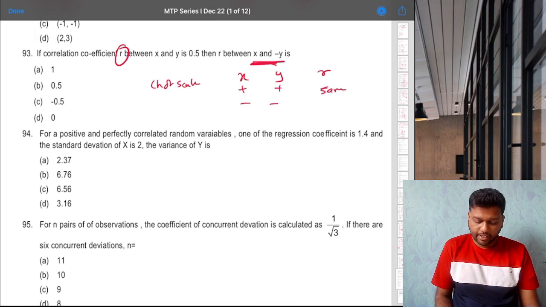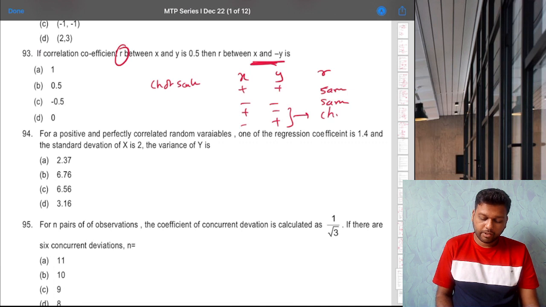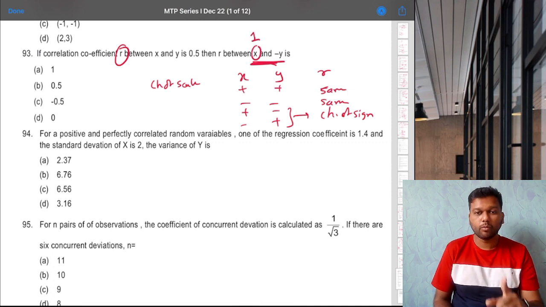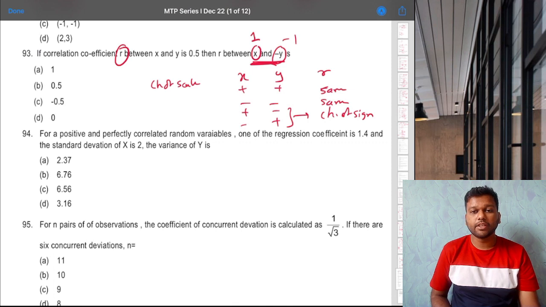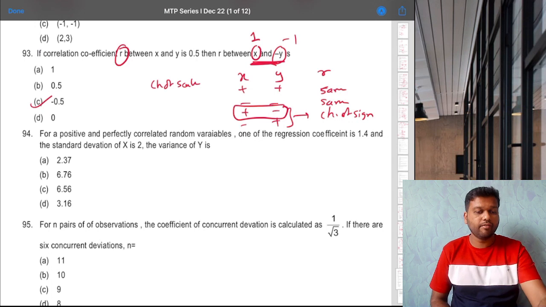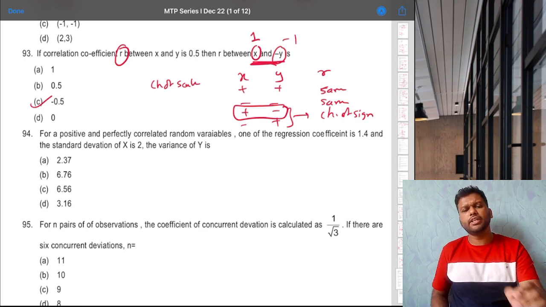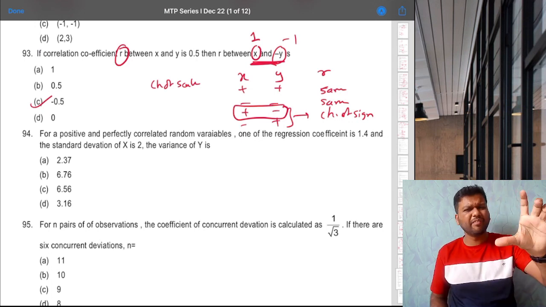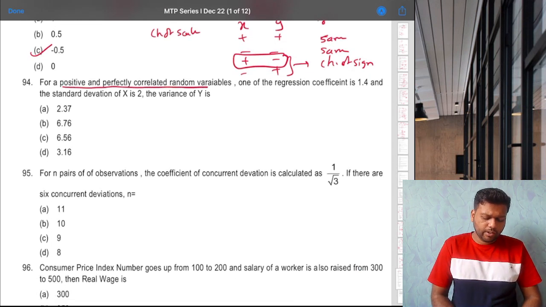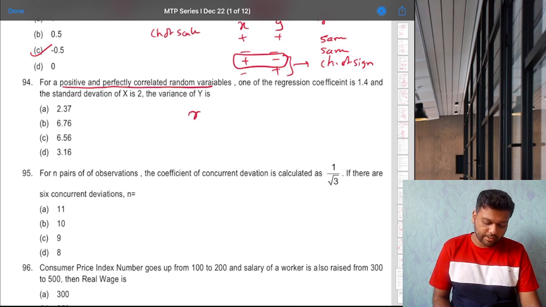If we change both by a negative value, R remains the same. But if we change one by a positive and one by a negative value, then R changes sign. So here we have x, which is a positive change of scale, and minus y, which is a negative change of scale. So one is plus, one is minus. That means R will become opposite in sign, minus 0.5. Option C is the correct answer. Again, for change of origin and scale, I uploaded a separate short video of 5 minutes. Just go through that.